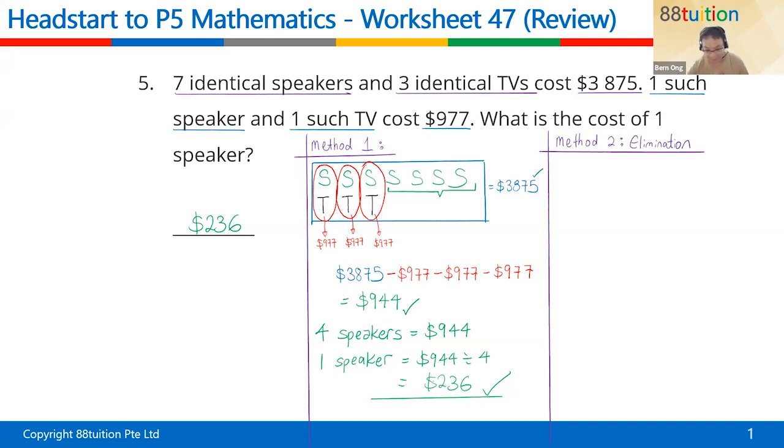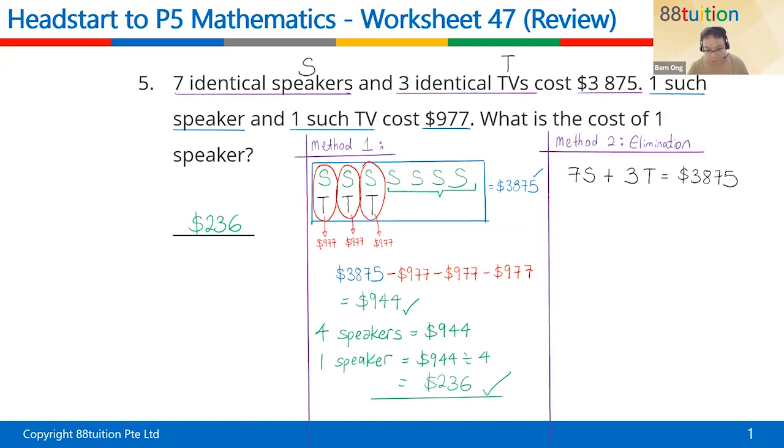Let's take a look at the second method. The second method is by elimination. So I will write out the first 2 clues. The first clue says that there are 7 speakers. I call it 7S, speaker is like an S. So 7 speakers will be 7S. TV, I write it as a T. So 7 speakers plus 3 TVs, 3T, is equal to 3875.